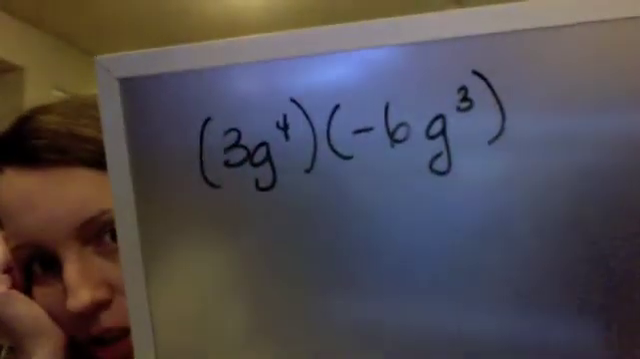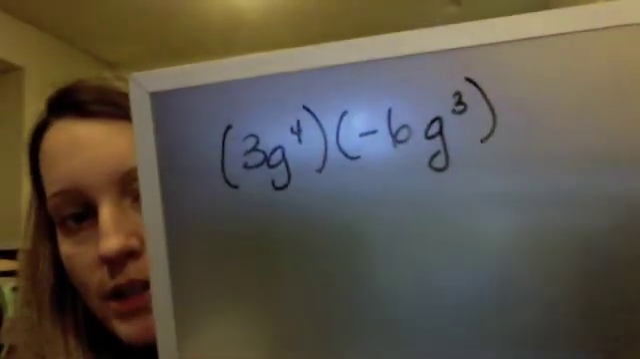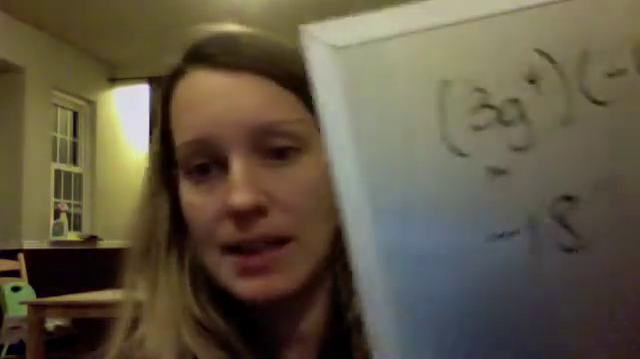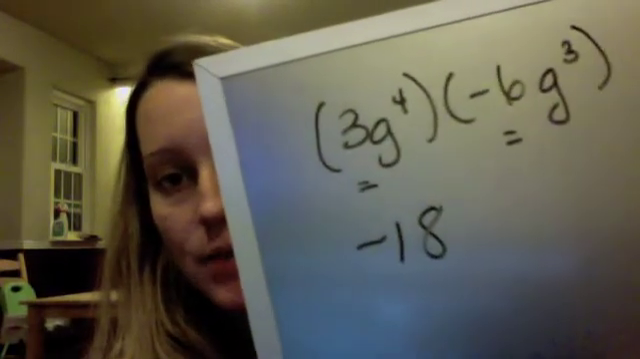Okay, so we have 3g to the 4th times negative 6g to the 3rd. Again, we're going to multiply the coefficients. That's the 3 and the negative 6. So 3 times negative 6 is negative 18. Now I have 4 g's and I have 3 g's, so I have a total of g to the 4 plus 3, or negative 18g to the 7th.